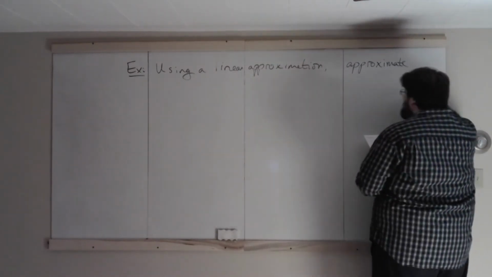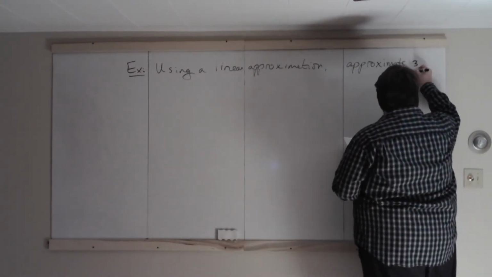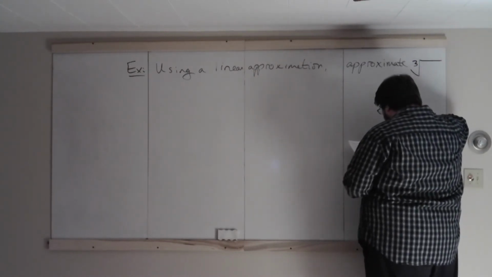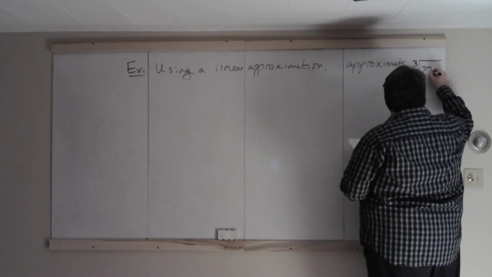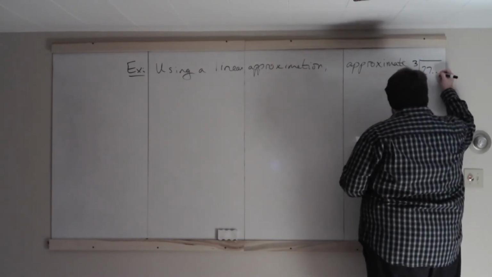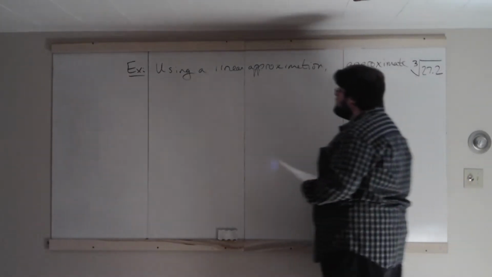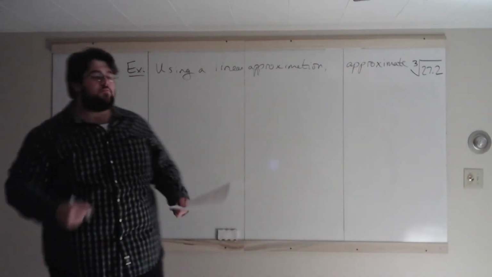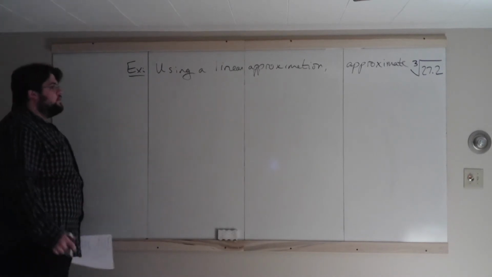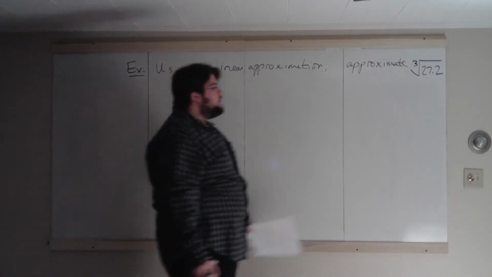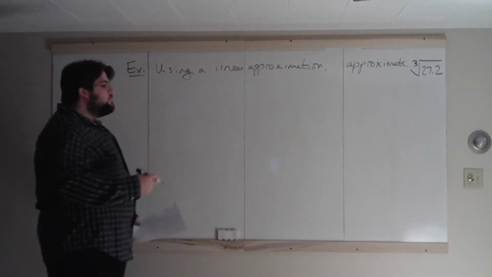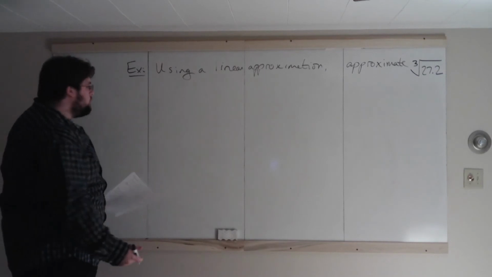Let's approximate the cube root of, what's a good number? I wrote 28 in my notes. I don't want that. Let's do 27.2. Let's approximate this cube root of 27.2. So again, I didn't tell you where to start here. So you need to figure out what the cube root of 27.2 is close to.